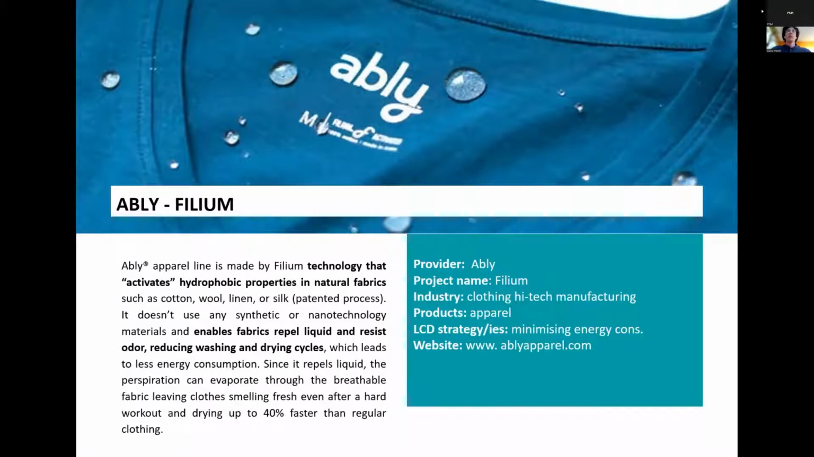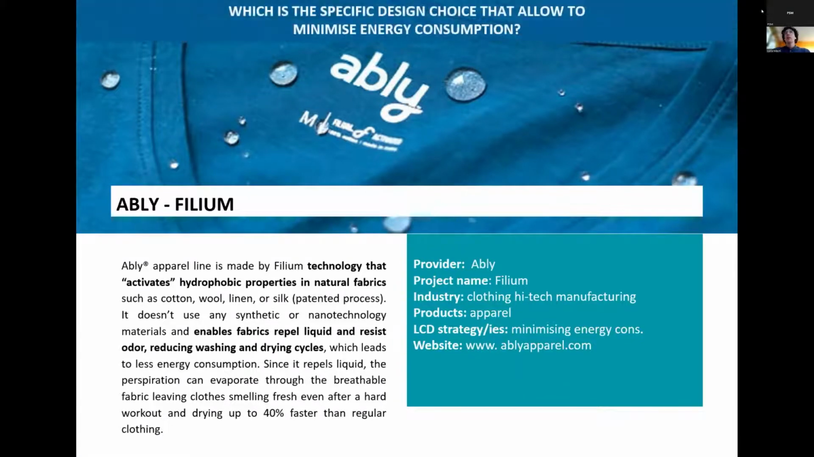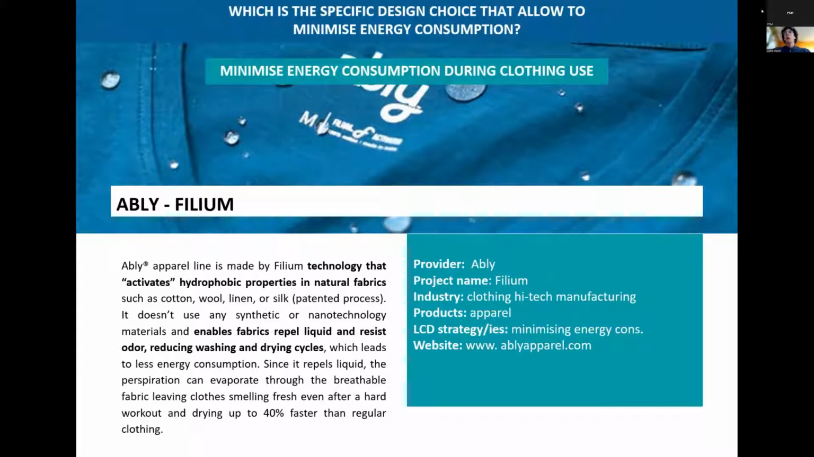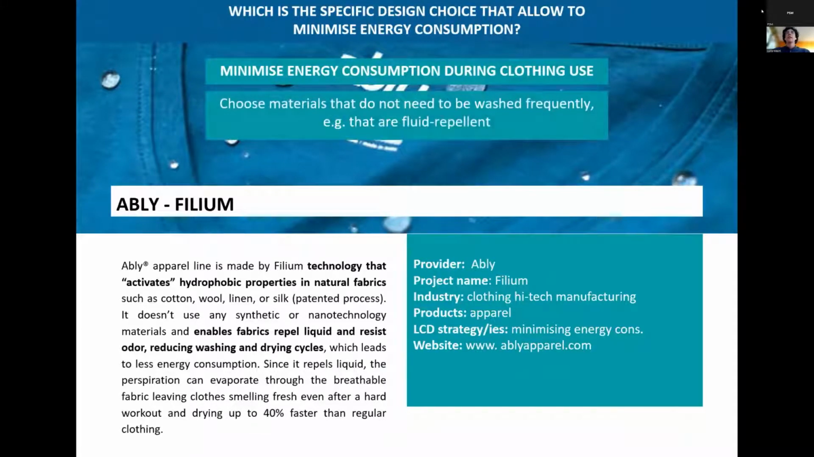So this Filium textile is a technology that activates those hydrophobic properties in natural fabrics. And so you have this effect of repelling the liquid. So you avoid stains, the clothing can resist odor, etc. And why is this reducing the energy consumption? Obviously, it is reducing during the clothing use, and it is about reducing the need of washing, because if you don't make your t-shirt dirty or smelling bad, you don't have to wash it so frequently. And so that's the guideline applied.